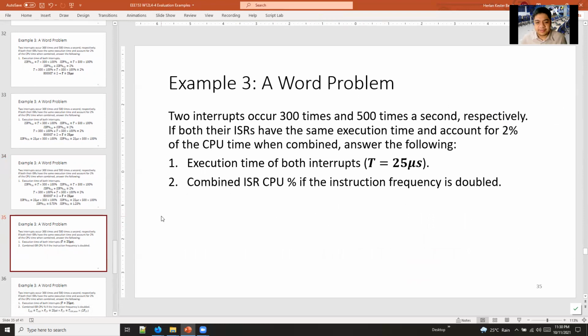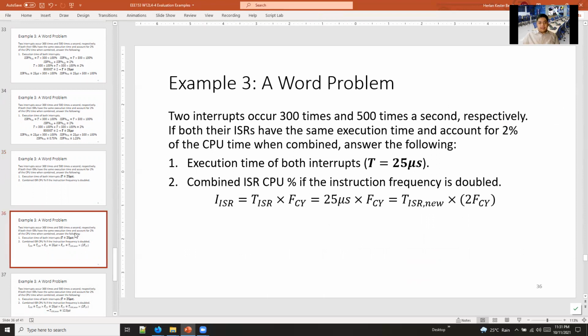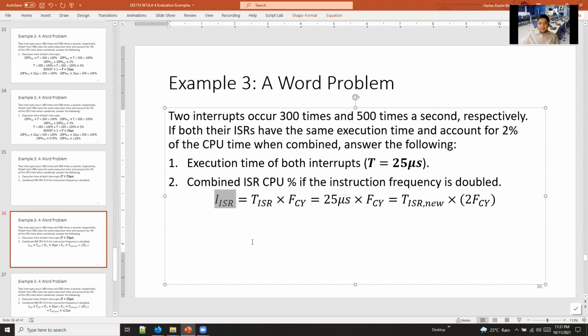So, next naman is, ayan, combined ISR if the instruction frequency is doubled. So, ang first natin hahanapin dito, or ang first natin consider dito, kahit bumilis or bumagal yung ating instruction frequency, yung number of instructions natin should remain the same. And yun nga, ang number of instructions natin, pwede natin siya makuha when we multiply the execution time ng isang ISR doon sa kanyang instruction frequency. So parang inverse lang siya nung pagkuha ng TISR. So parang naglipat lang yung variables.